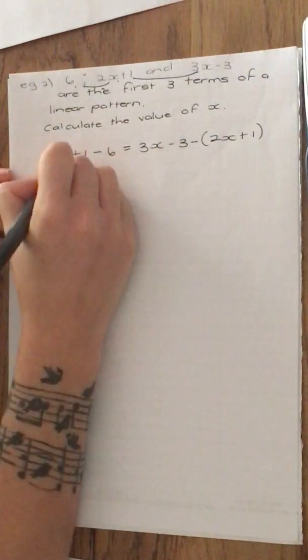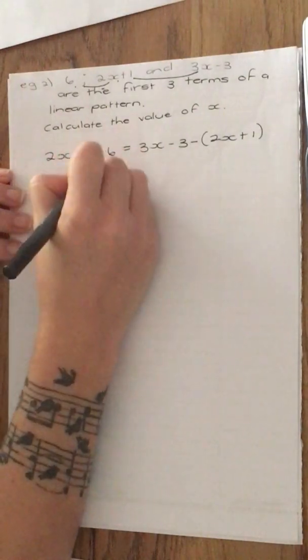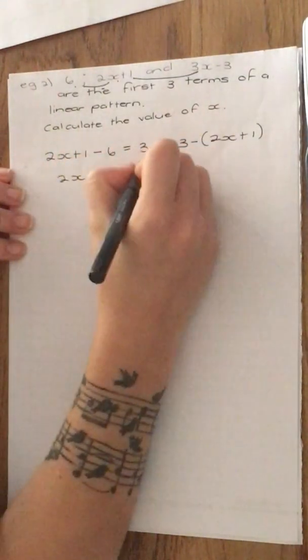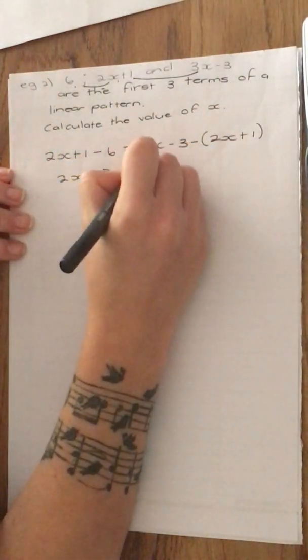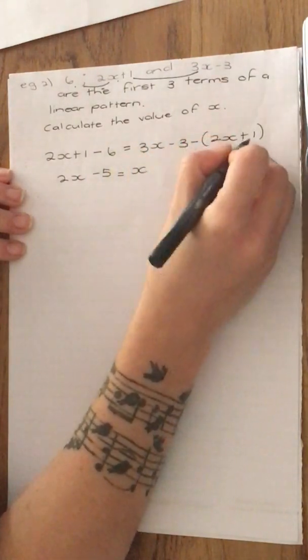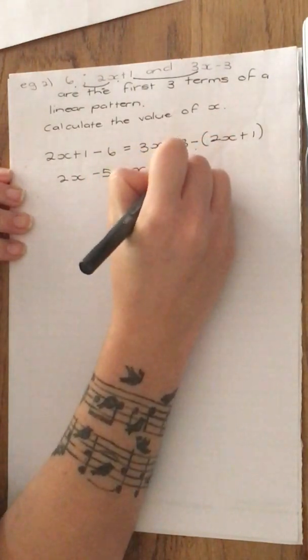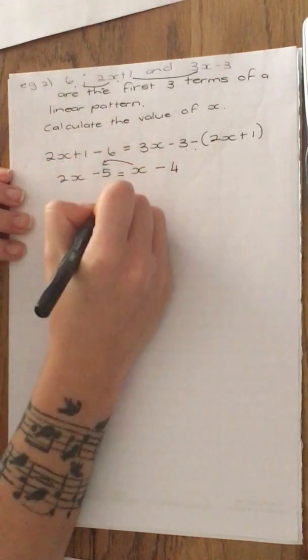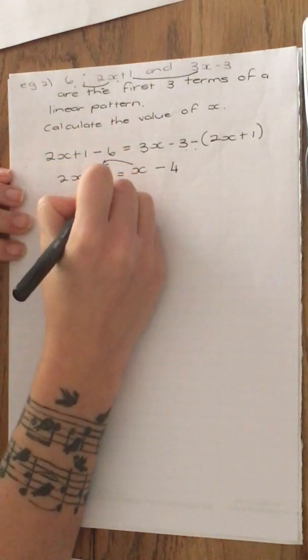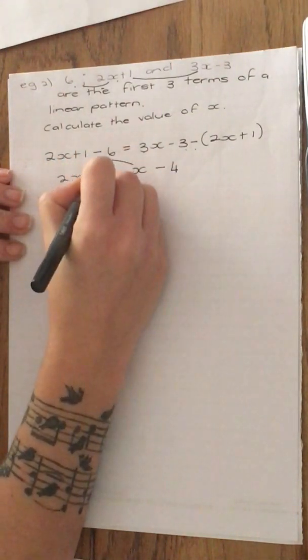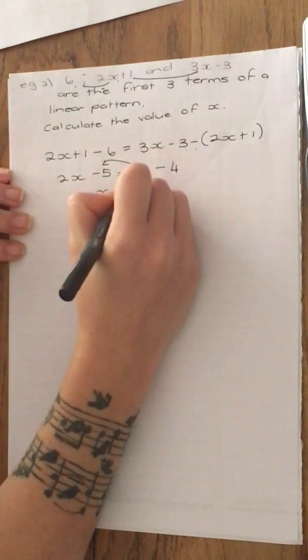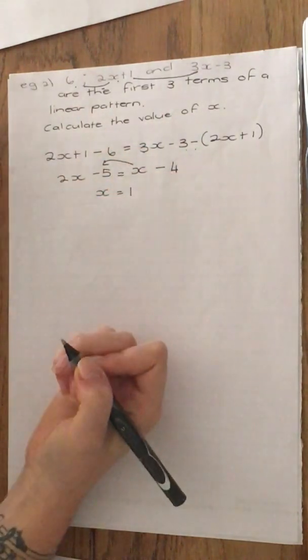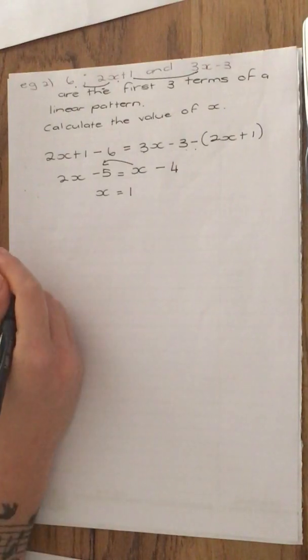So we can simplify this. It becomes 2x, 1 minus 6 is minus 5, 3x minus 2x is x, minus 3 minus 1 will be minus 4. Okay, take your x over, so 2x minus x just becomes x. Take your minus 5 that way, it becomes plus 5, so x is equal to 1. Do you see how simple that question was?